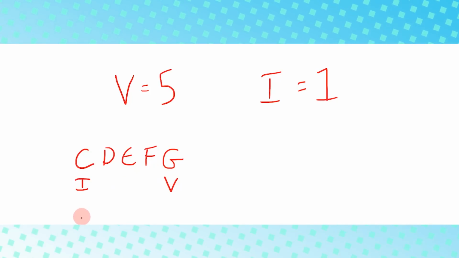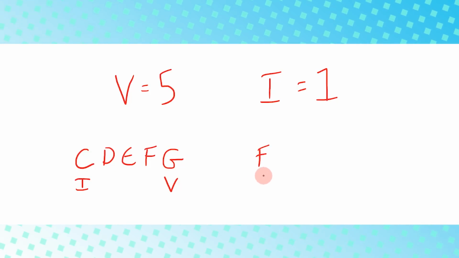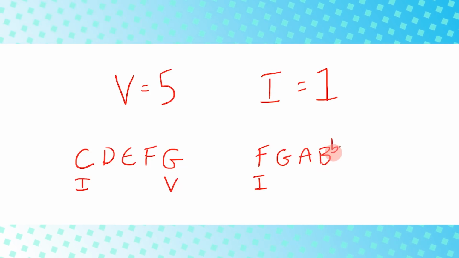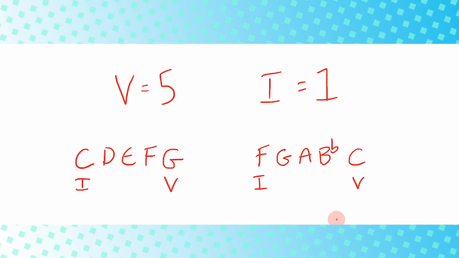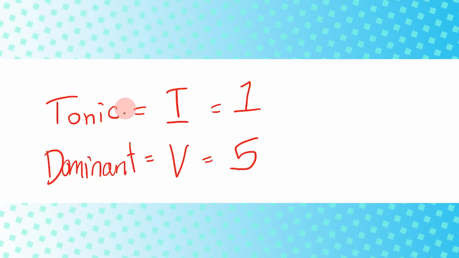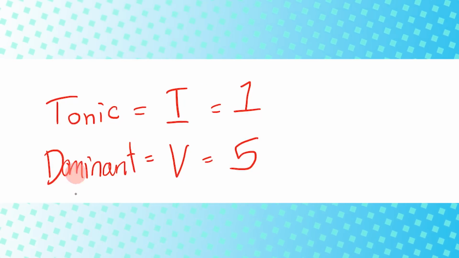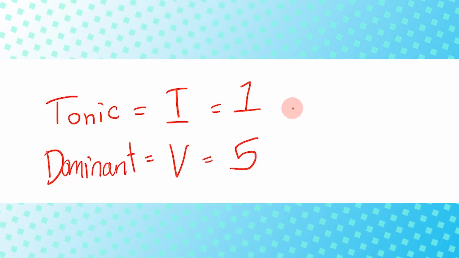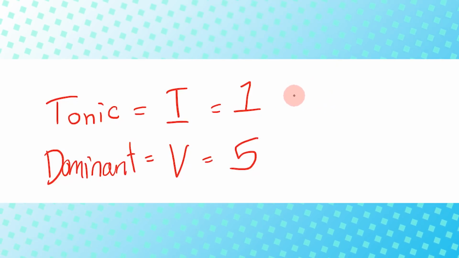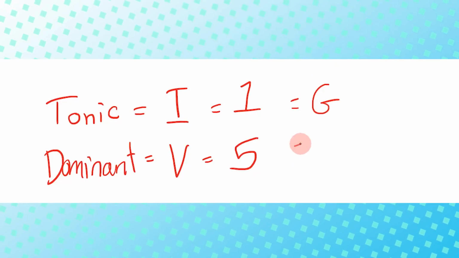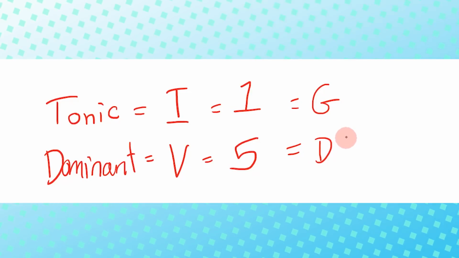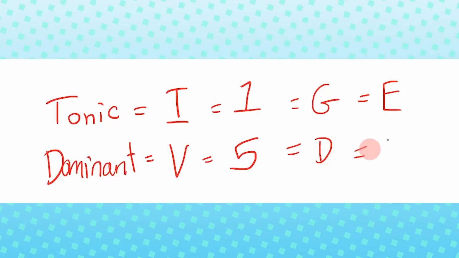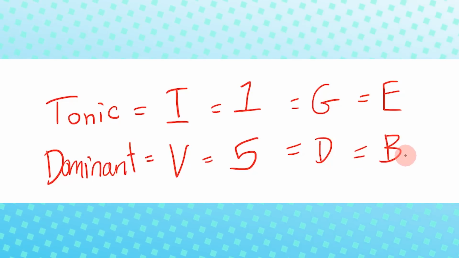Let's do the same thing. If you're in the key of F, the tonic is F, and we go up 5 notes up the F scale, and our 5th note, the dominant, is C. So for reference, tonic, Roman numeral I, number 1; dominant, V, number 5. In the key of G, the first note is G, and the 5th note is D. If we were in the key of E, the tonic is an E, and the dominant is the B. Is this making sense to you?